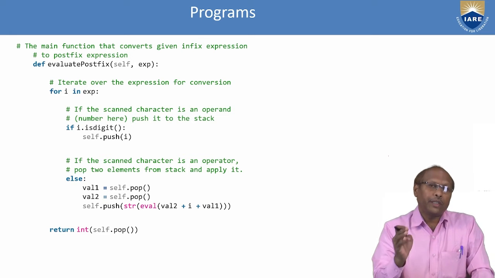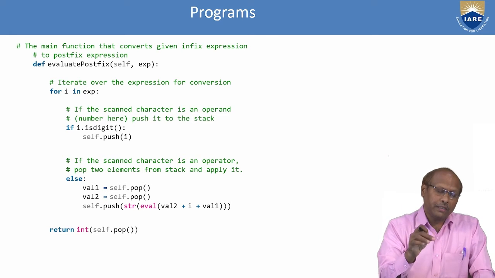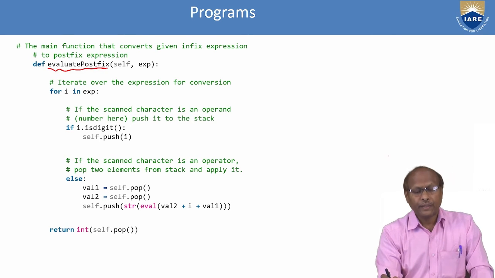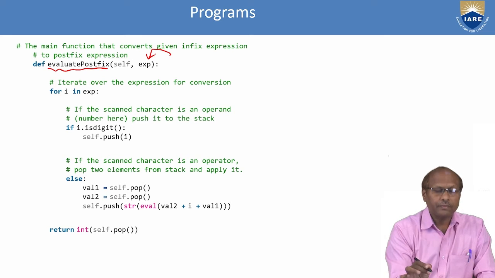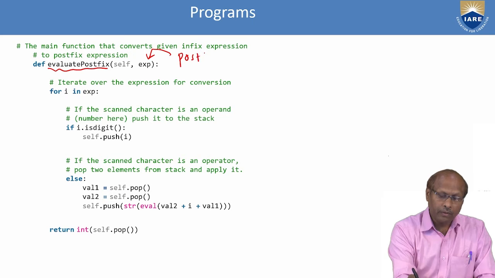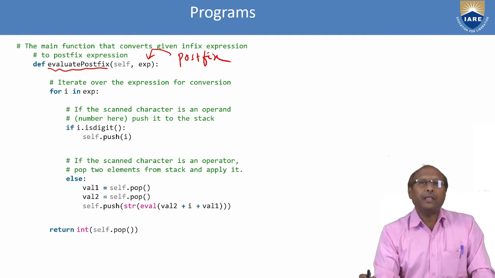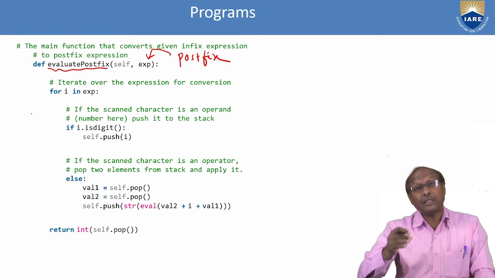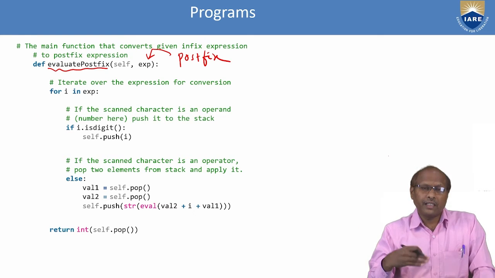Now you have written the push method, pop method, peek method, and is empty. After writing these 4 methods, one very important method is evaluate postfix. There, you are passing the expression. What expression? This is your postfix expression. You are giving the postfix expression. Now you have to evaluate. For that, in your postfix expression, how many elements are there? I do not know.